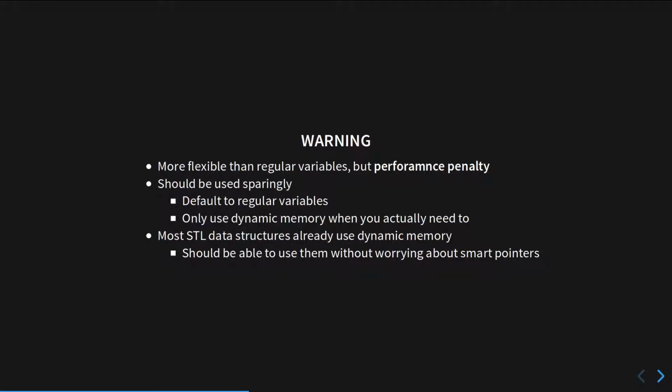Before we get into the nitty-gritty of using smart pointers though, a brief warning. While dynamic memory can be much more flexible than regular variables, using it brings a performance penalty with it. While this can be worth it to avoid copying around a huge amount of data, dynamic memory should really be used sparingly. A good rule of thumb is to default to regular variables and only use dynamic memory when you run into a situation where you actually need it. In addition, most STL data structures, in fact every single one other than std array, already use dynamic memory, so you should be able to use them without worrying about smart pointers.